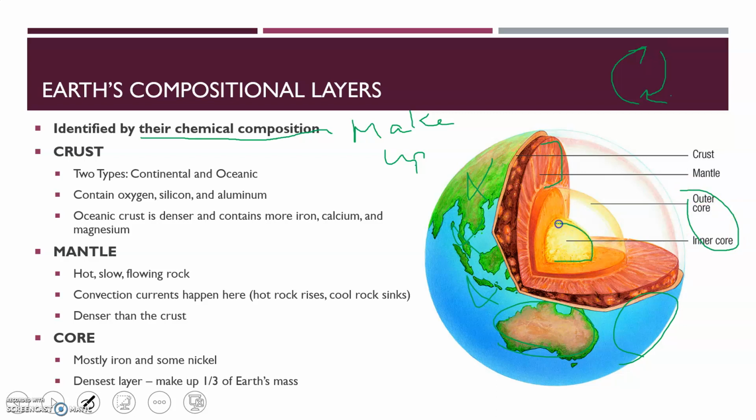It's this part right here that's yellow, and it's mostly made up of iron and nickel, both parts, the outer core and the inner core. But in this classification, it's technically just one. So you have three chemical composition layers: crust, mantle, core. This is the densest layer when we're talking about the core, and it makes up approximately 1/3 of the Earth's mass.